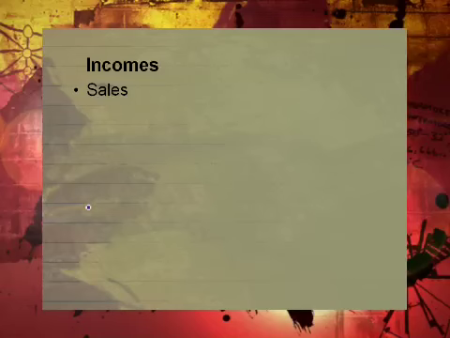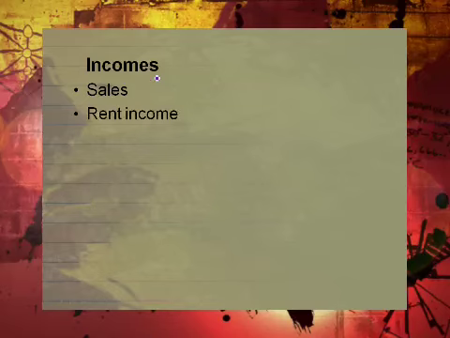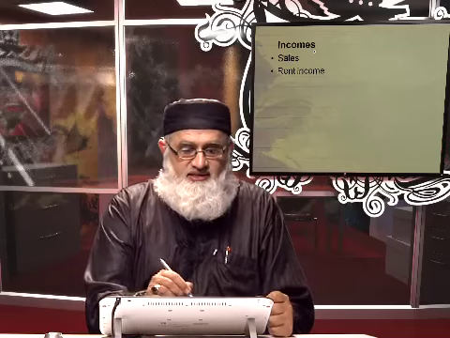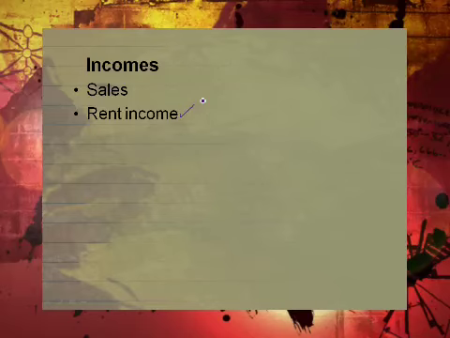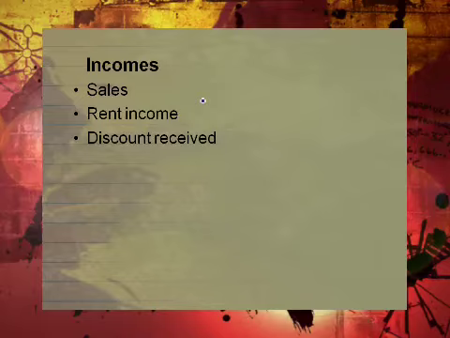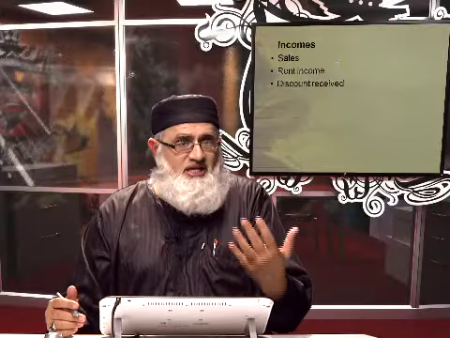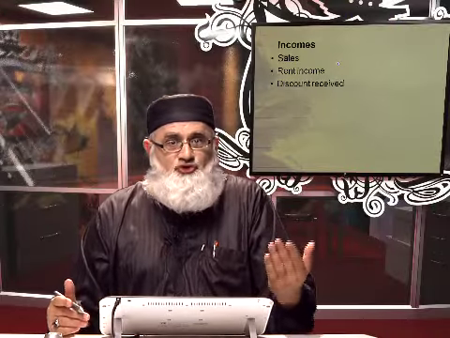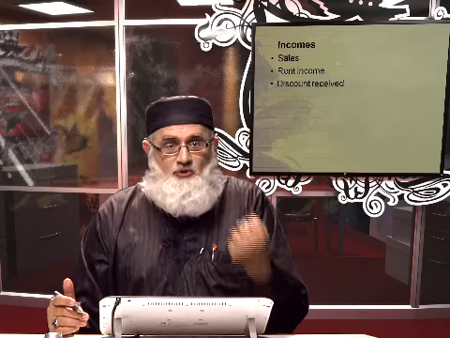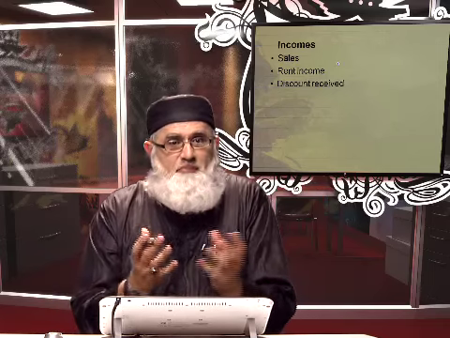Number one, obviously, if the business is a trading business, it is selling goods, therefore definitely sales. If it has sublet a portion of its premises and it's receiving rental income, your other income would be rent income. Yes, when you transact with your creditors, you settle your accounts on time, you receive a discount received. I'm giving you examples of incomes.